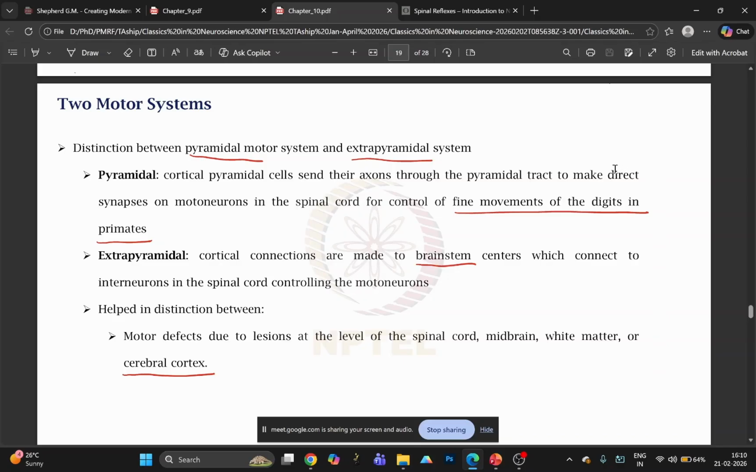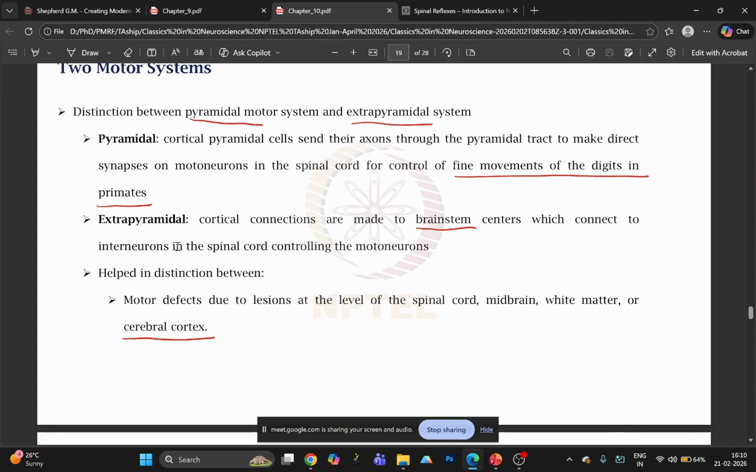So here there is a direct synapse formed between the axons of the cells of the cortex and the motor neurons of the spinal cord. Whereas in the extrapyramidal motor systems, the cortical connections that are being made are made to the brain stem centers. So brain stem is the medulla, what we call the medulla oblongata.